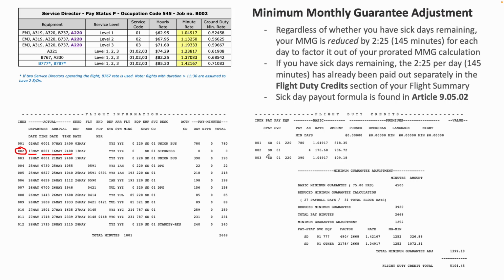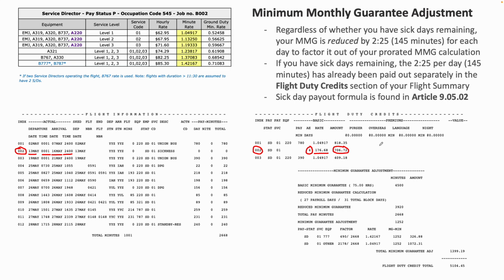When looking over in the flight duty credit section at index item number 2, we can see that because I had sick days, I was paid for 4 sick days at a rate of $176.68 per day, and that gave me a total of $706.72 that I was paid for being sick on those 4 days.